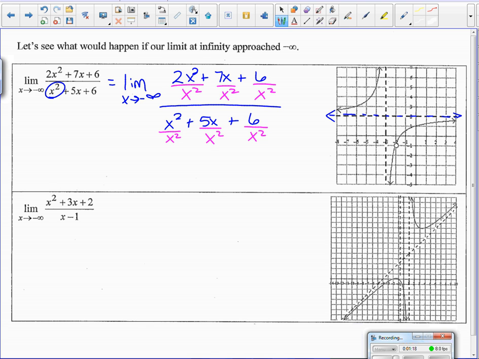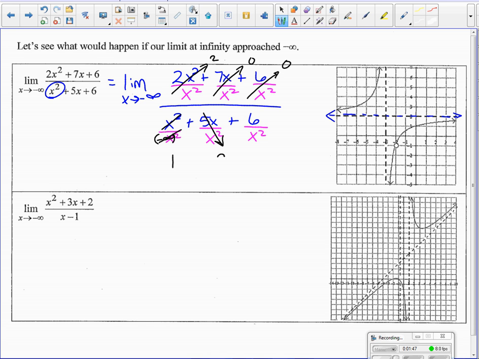So I got them all divided by x squared. Now let's analyze what's happening on each of those. This one is headed to 2. This 7x divided by x squared will be headed to 0. 6 divided by something large will be 0. If I take negative infinity and square it, which is what I'm really thinking in my head, this will be a positive infinity, and this is same over same, so this is headed to 1.